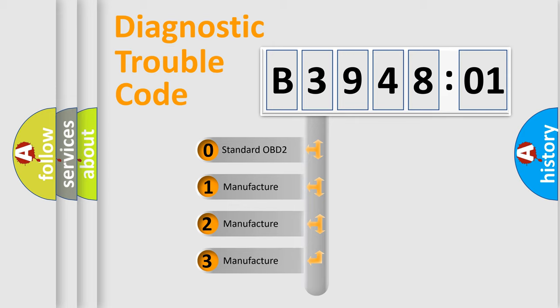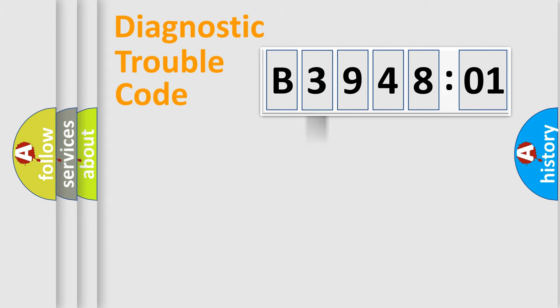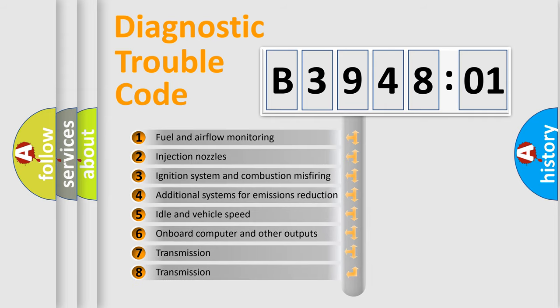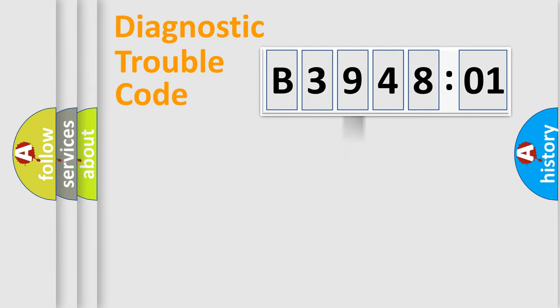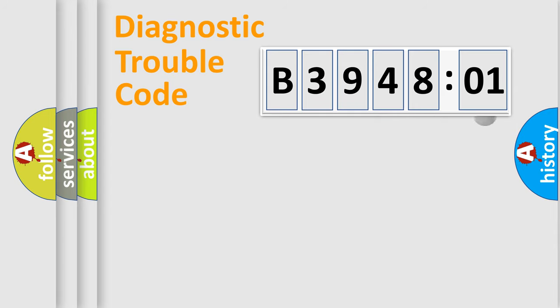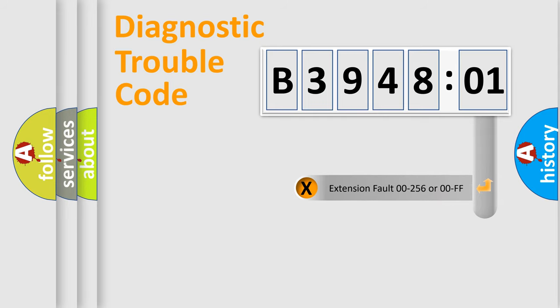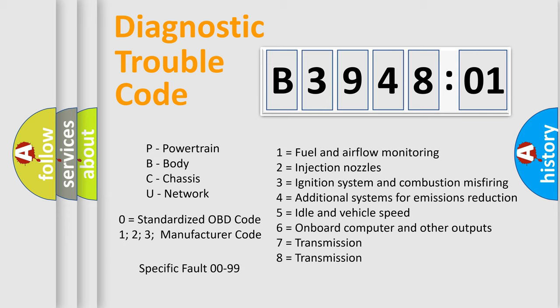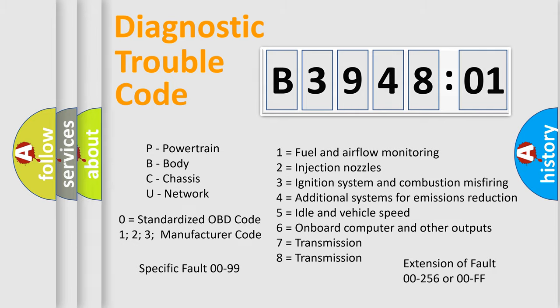If the second character is expressed as zero, it is a standardized error. In the case of numbers 1, 2, 3, it is a more specific expression of a car-specific error. The third character specifies a subset of errors. The distribution shown is valid only for the standardized DTC code. Only the last two characters define the specific fault of the group. The add-on to the error code serves to specify the status in more detail, for example, a short to the ground. Let's not forget that such a division is valid only if the second character of the code is expressed by the number zero.